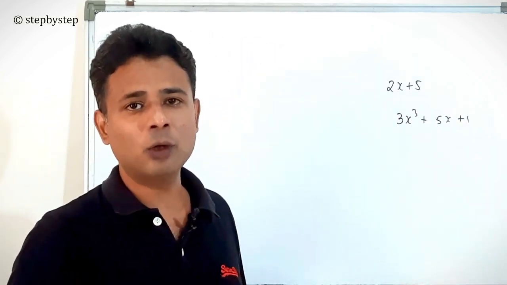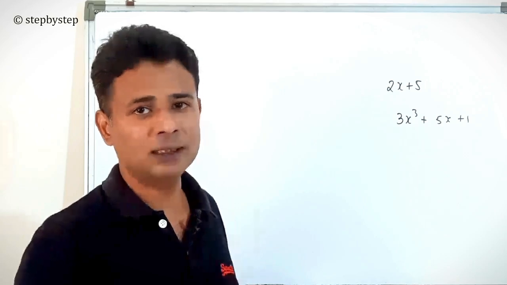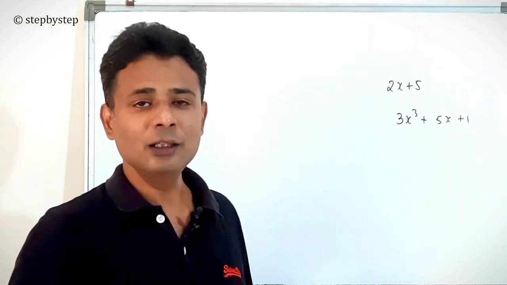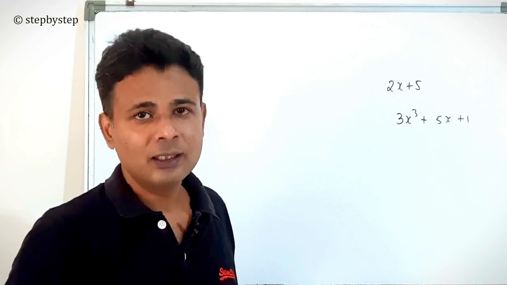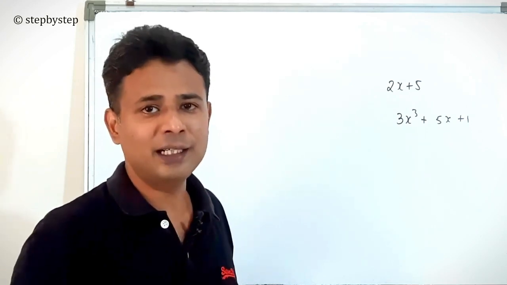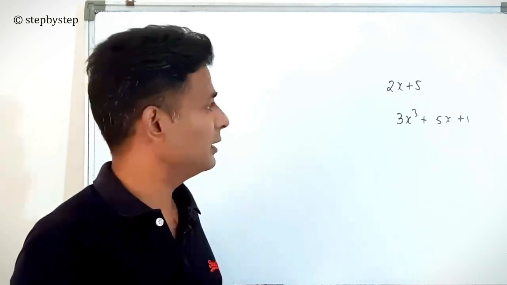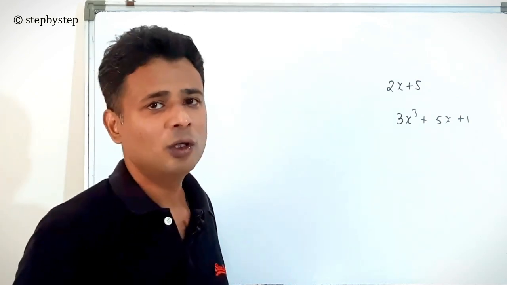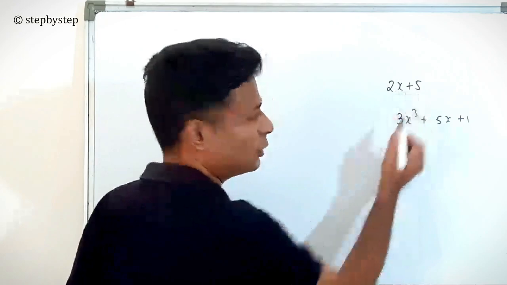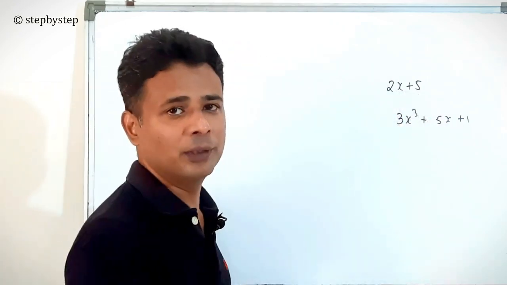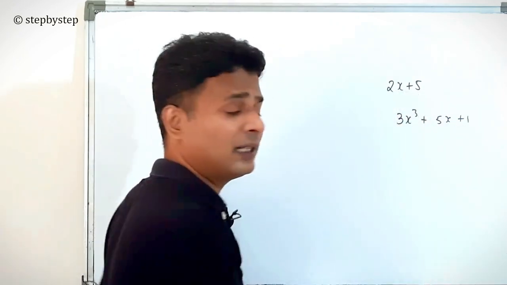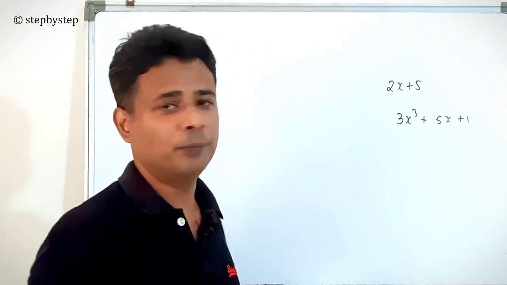Then I'm sure you remember what monomials, binomials, and trinomials are. If there is one term, it is a monomial. If there are two terms, it is a binomial. If there are three terms, it is a trinomial. Of course, you will not be asked these kinds of questions this year, but it's better if you know them. For example, this has two terms, which means it is a binomial. This has three terms, which means it is a trinomial.